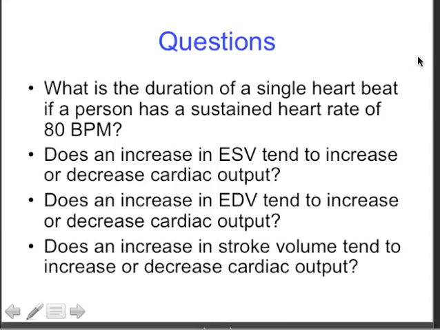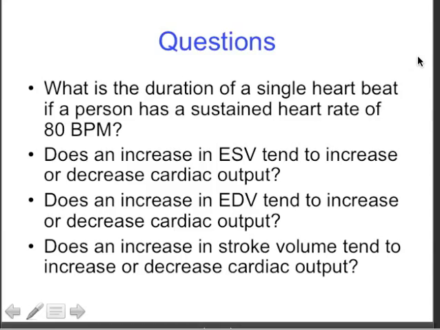Next question. What is the duration of a single heartbeat if a person has a sustained heart rate of 80 beats per minute? The answer is 750 milliseconds. Next question. Does an increase in end systolic volume increase or decrease cardiac output? An increase in end systolic means the heart's holding on to more blood after it squeezes, so that's going to decrease cardiac output.